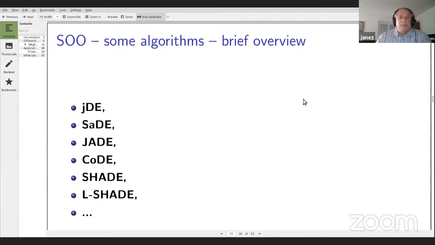Next, for single objective, I'll give you some algorithms that are quite proper, or I can also say state of the art. The first one is from one of my colleagues, jDE. It's a version we'll see later. And SHADE and L-SHADE are very popular algorithms. So just remember the names and then start with these algorithms, it's quite good.